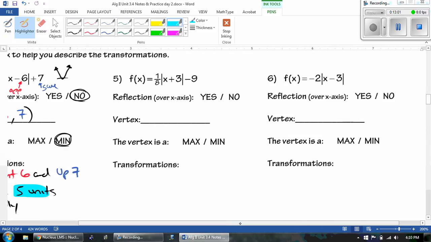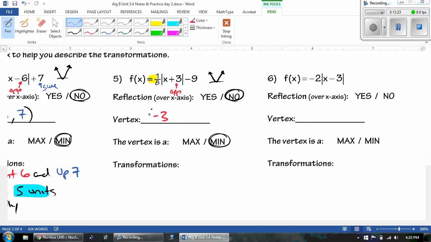All right, number 5. So, do we see a negative out front? No. So we know that this would be going up and that the vertex would be the min. Now, what is the vertex? Well, once again, we take the opposite. So that's going to be a -3. And then the -9 stays the same.